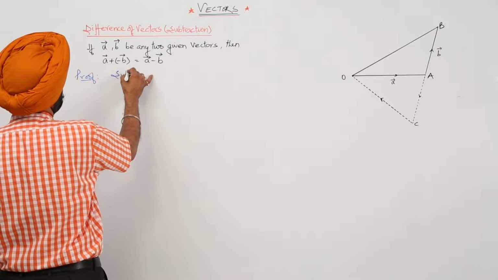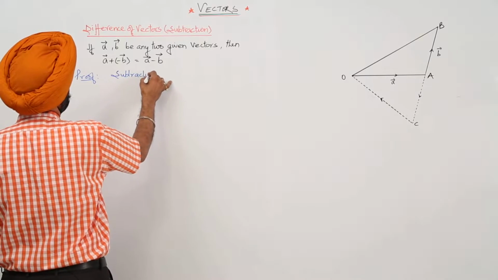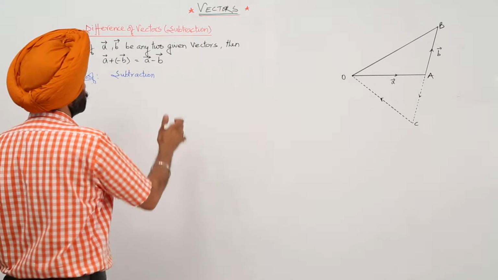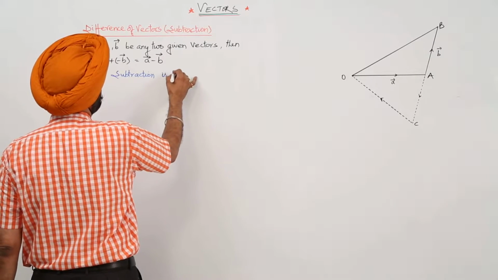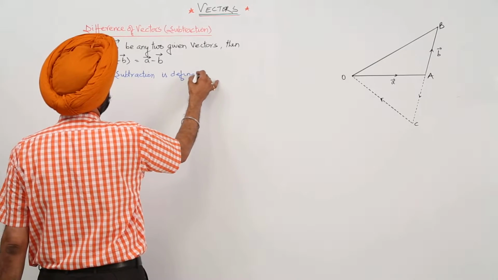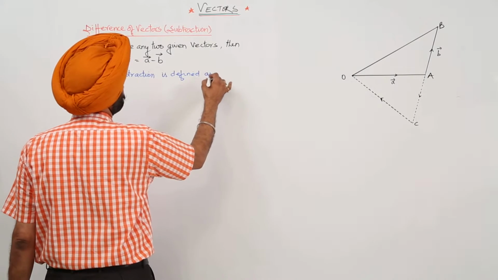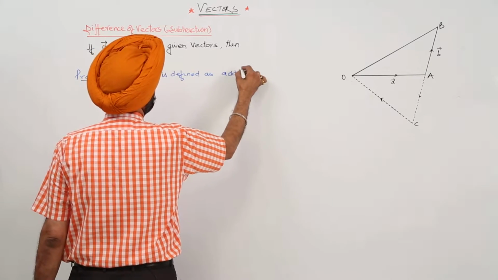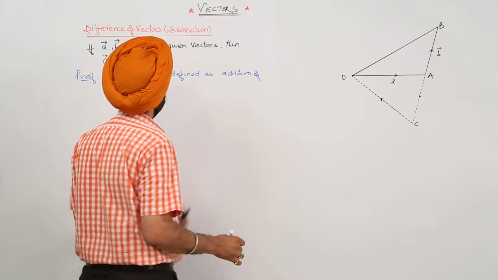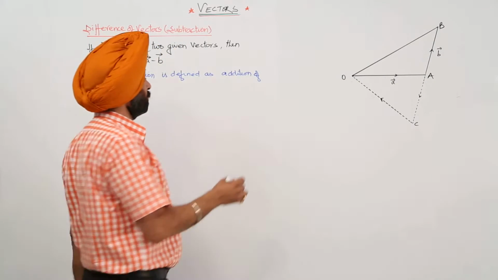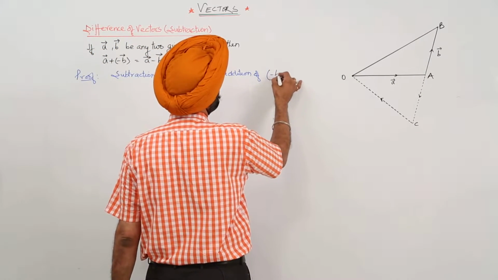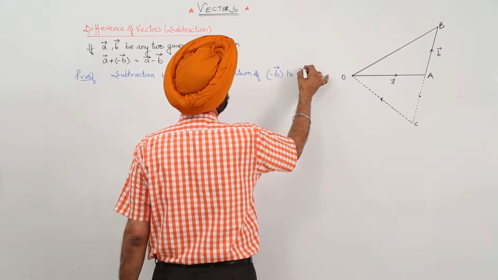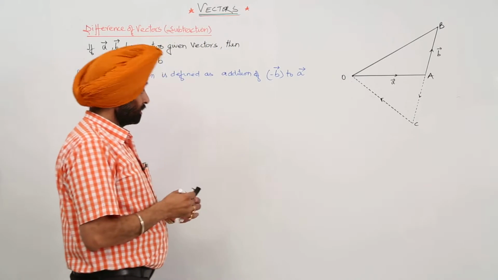Now subtraction is defined as addition of the additive inverse of vector B to vector A.